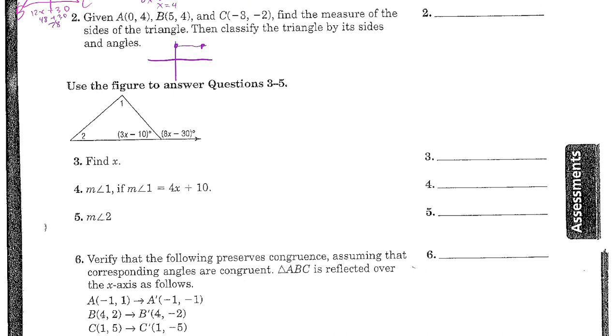We went from (0, 4) to (5, 4), so that's just 5 over. It was a horizontal line. And then we go to (-3, -2) down here. Okay, so we know one side's 5. That's nice. So we need to find all three, so we found one's 5.